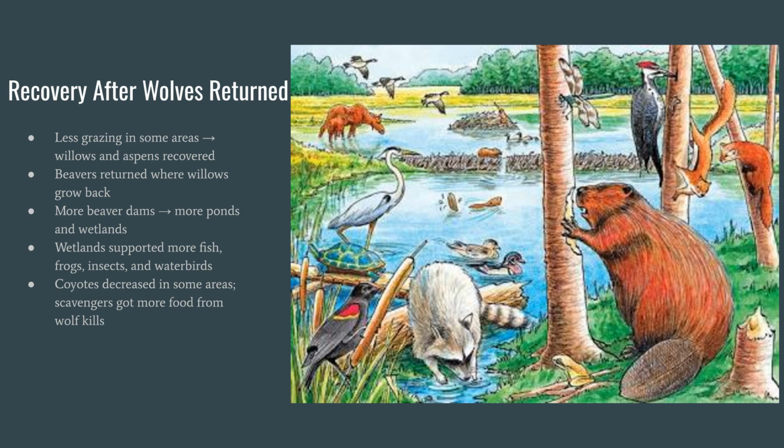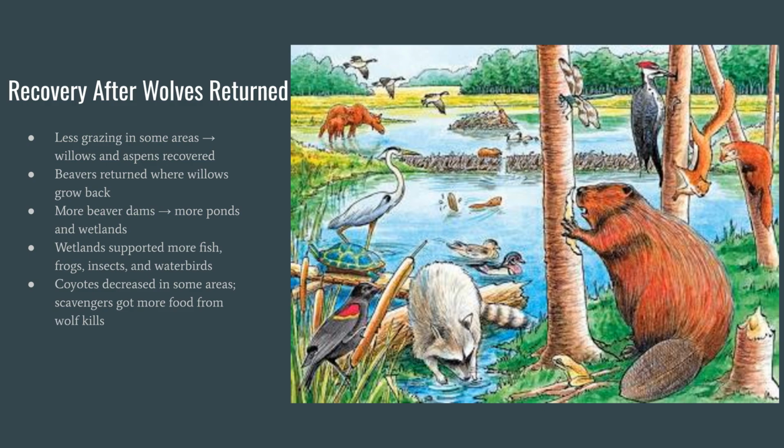After wolves came back and elk behavior changed, some parts of Yellowstone began to recover. In areas where elk now grazed less, willow and aspen stands started to grow back. Along streams, taller willows provided shade and stability for the banks. As willows returned, beaver populations also began to increase again in some places. Beavers had more wood and food, so they built more dams. More beaver dams created more ponds and wetlands. These wetlands became great habitats for fish, frogs, insects, and water birds.